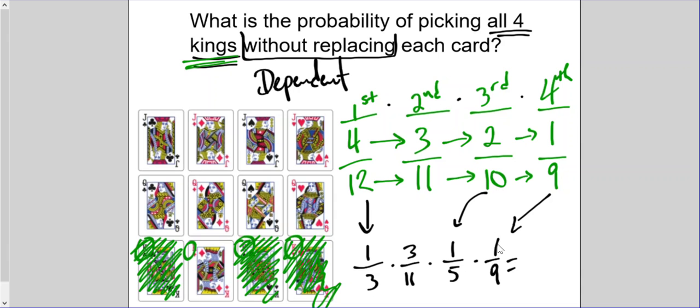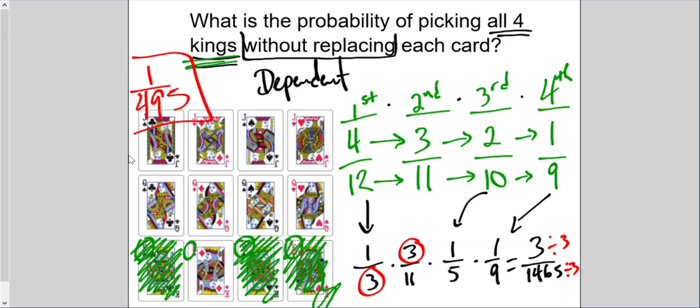1 times 3 times 1 times 1 is 3. That was supposed to be a 3. And 3 times 11 times 5 times 9 is 1,485. So like I said, if you see a common factor here and here, you know that you're going to be able to divide on top and bottom by that common factor. So I'm going to divide by 3 on the top and 3 on the bottom, and that would give me a final answer of 1 out of 495. So that's the probability that in this set of 12 cards, I pick out a king, a king, a king, and then a 4th king before I pick out any other cards.